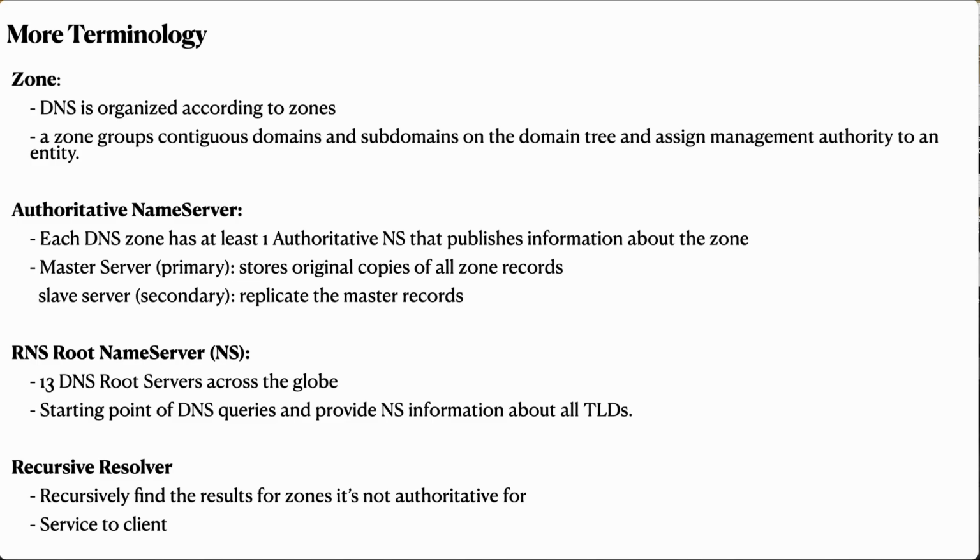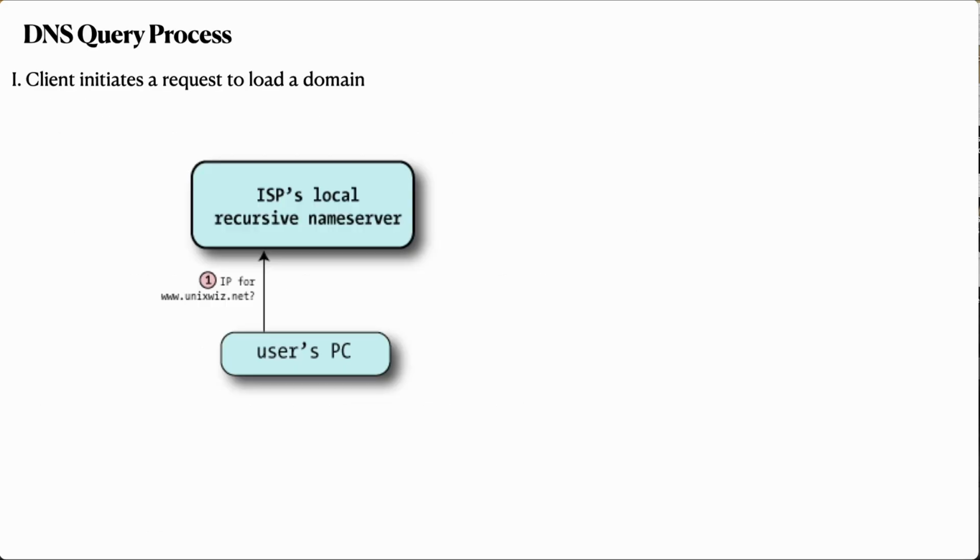And we also have the root name server. So across the globe, we have 13 DNS root servers. They are the starting point of DNS queries and provide the name servers for all top-level domains. And we also have the recursive resolver. So it recursively tries to find the result for the zones that it is not authoritative for. The main purpose of that is to act as a service to the client. So it will talk to the client.